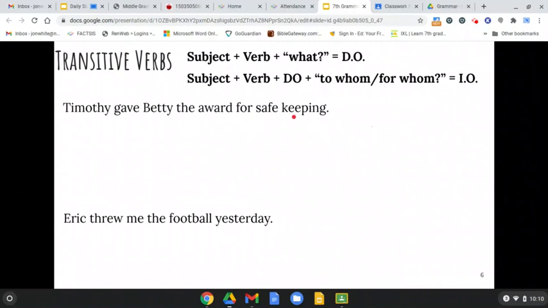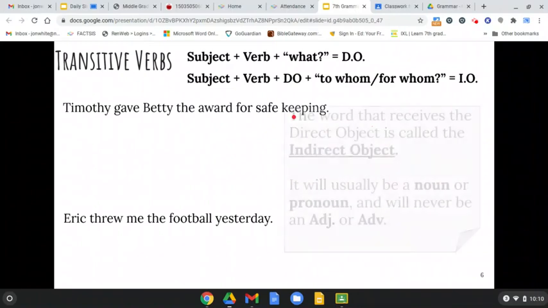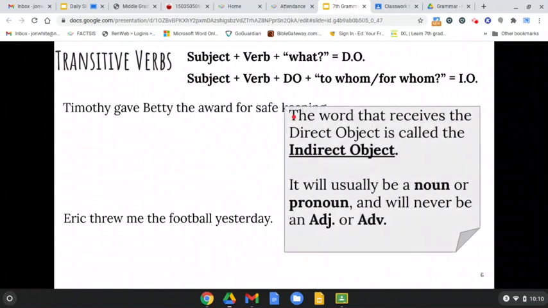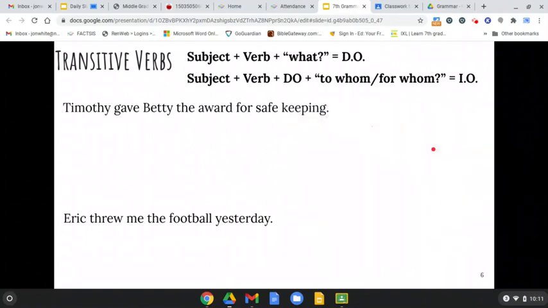Now, you should already be able to find out what the subject and the verb are and whether or not there's a direct object. Maybe you pause the video and go ahead and do that much for these two sentences: subject, verb, and direct object. Once you've done that, we could say whatever word receives the direct object is called the indirect object. And here's what that looks like.